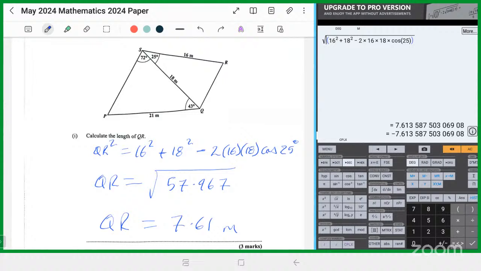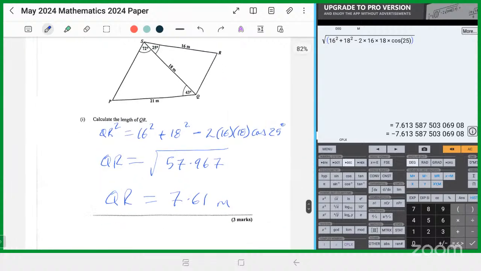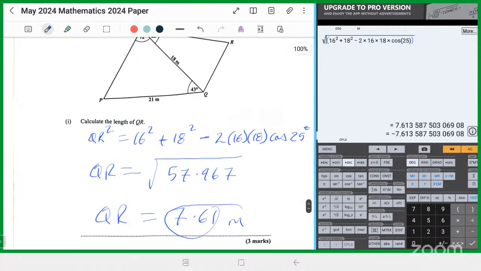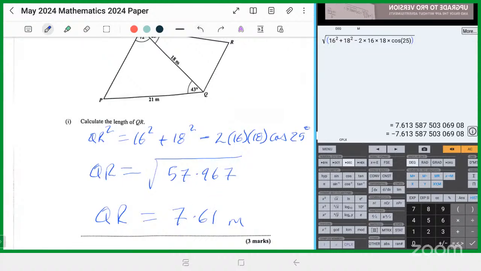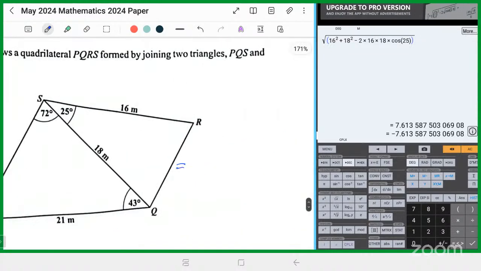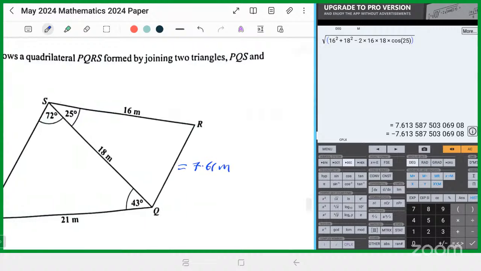Are you good with that? Are you okay with that? Yes, sir. All right. So always put what you find on the diagram just in case you need it again. So this side is equal to 7.61 meters. All right. That is it.